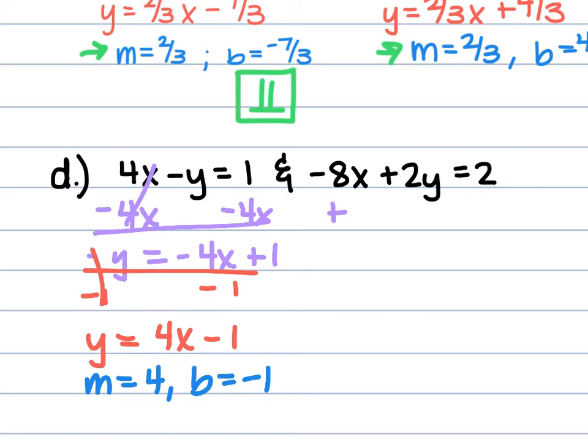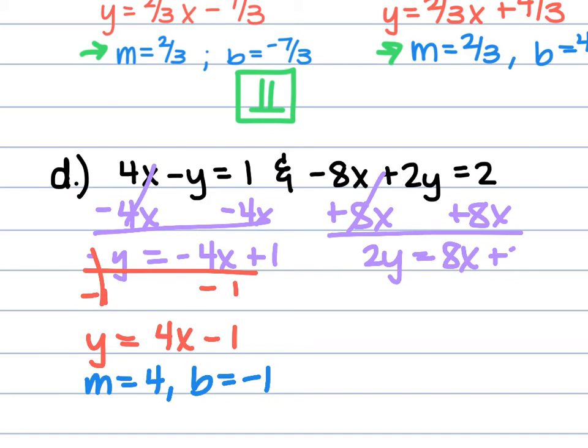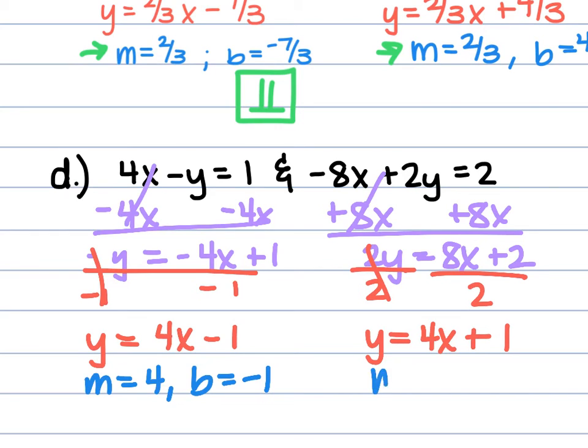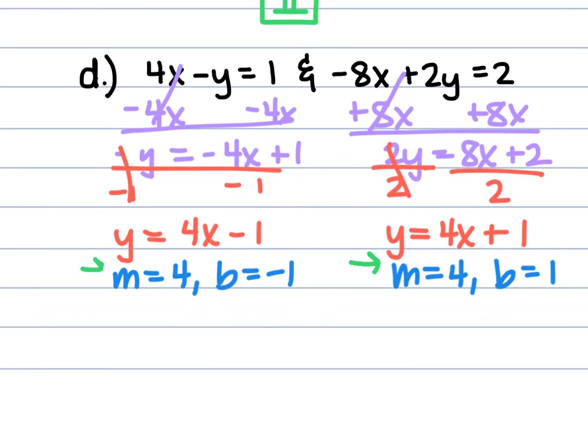For the other, we're going to add the 8x to both sides. We have 2y is equal to 8x plus 2. Then we're going to divide each side by 2. We have y is equal to 4x plus 1. On this one, our slope is 4. Our y-intercept is 1. So because those slopes are the same, these lines are parallel.